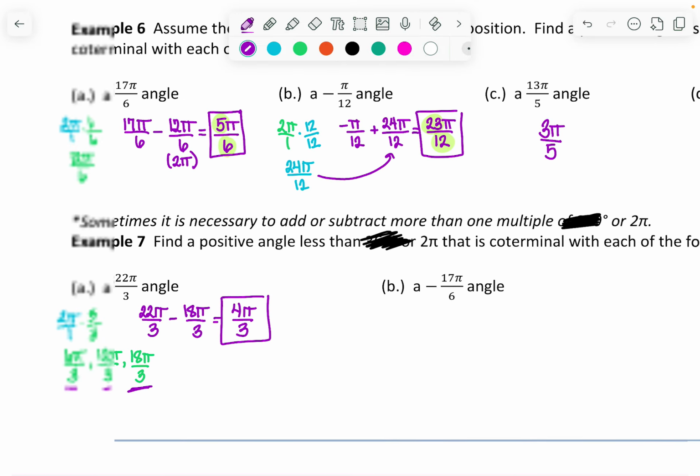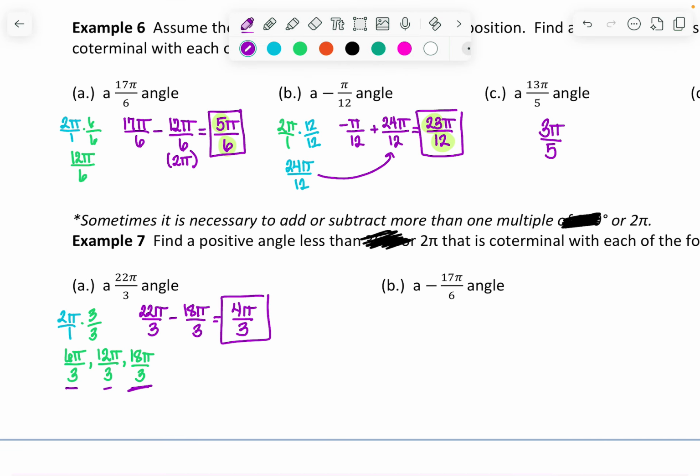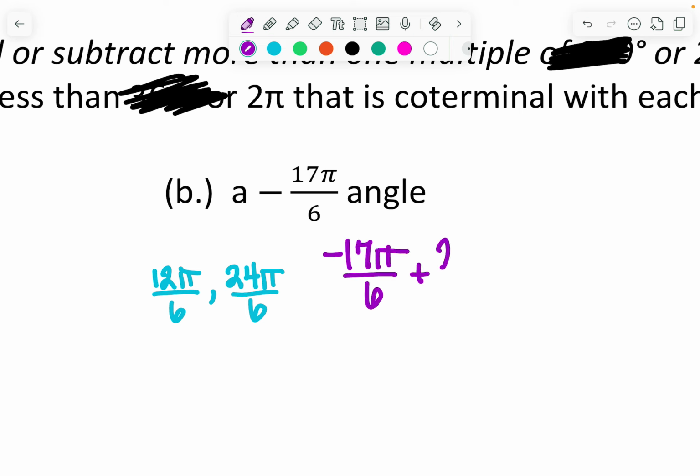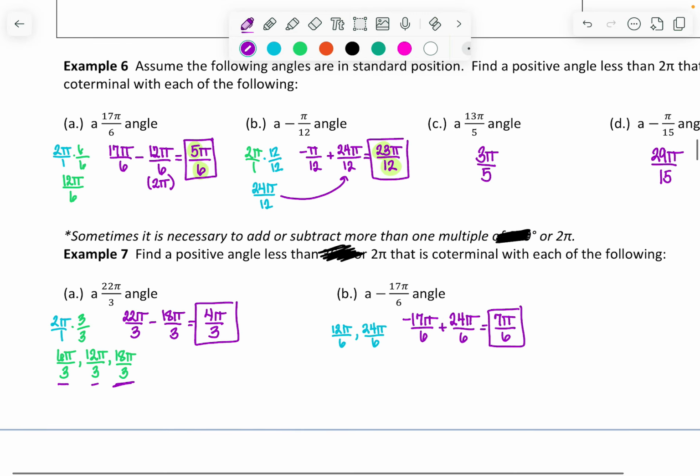So we already saw sixths on part A, 12 pi over 6. So again, if we kind of think this through, adding 12 pi over 6 is not going to be enough to get me positive. Negative 17 plus 12 is still going to be a negative. So add another 12 pi to that, and that would make 24 pi over 6. That one will be enough. So negative 17 pi over 6 plus 24 pi over 6, and that will give us 7 pi over 6. 7 divided by 6 is less than 2, so we are done.